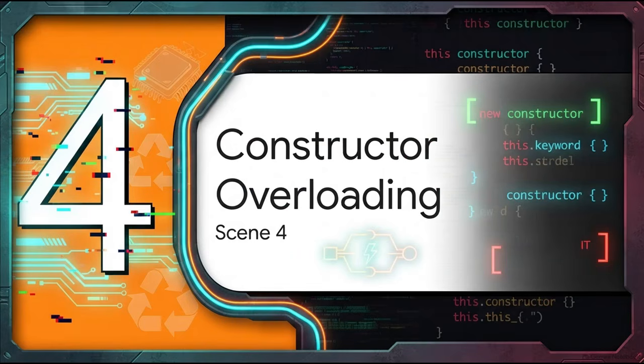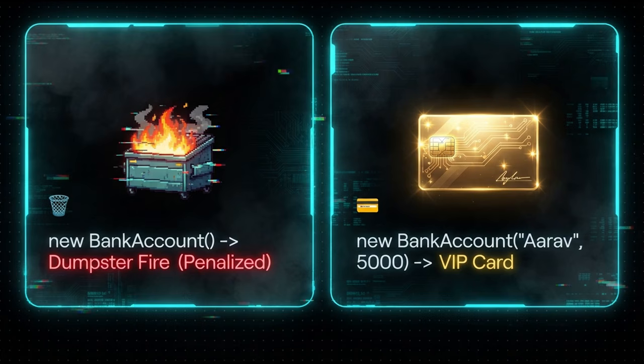Scene 4. Constructor overloading to the rescue. So what's the solution to this memory-wasting disaster? Constructor overloading. Think of this as providing an express VIP lane for your data. We're offering dual paths for object creation. Path A is our old no-argument constructor. If a user is lazy and leaves the form blank, they go down Path A, straight into the dumpster fire and get slapped with that penalized fallback name.